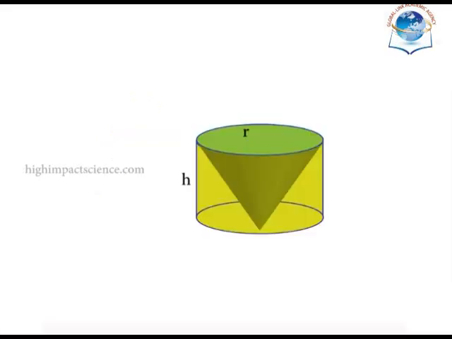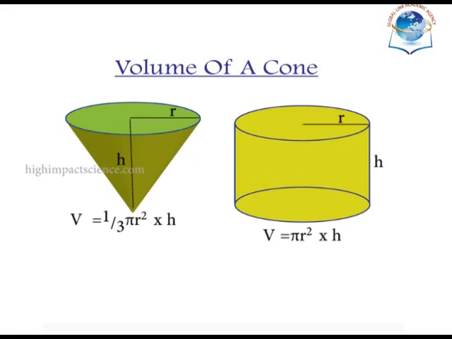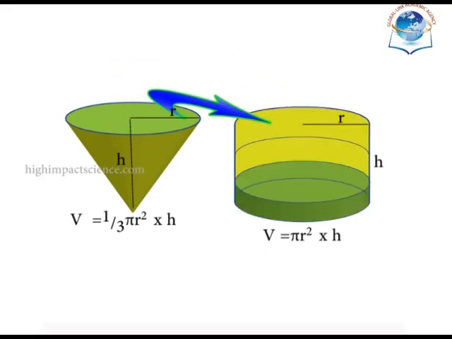In truth, if you have a cone with the same radius and height as a cylinder, the volume of the cone will be 1/3 of the cylinder. And so if you fill the cone with water and transfer it into the cylinder, the water will fill 1/3 of the cylinder.